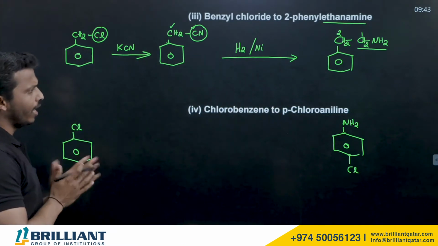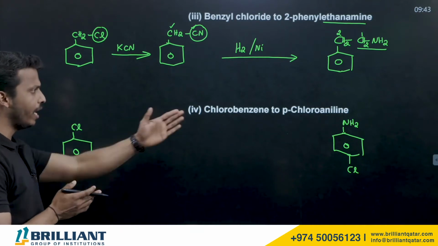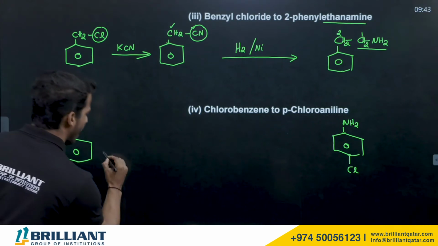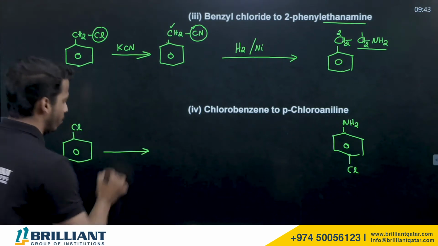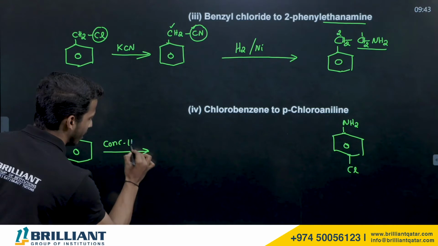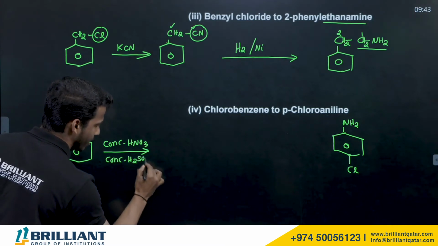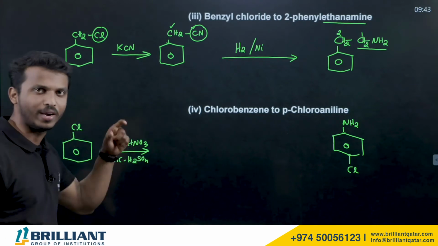So we need an amine group. Chlorine is already there. We need an amine group, right? Okay. So let me add first of all a nitro group. What is nitration? Concentrated nitric acid and concentrated sulfuric acid. This is our nitrating mixture. You will get a nitro group.